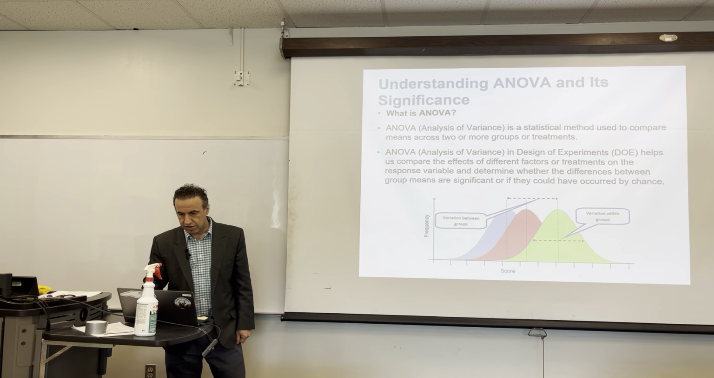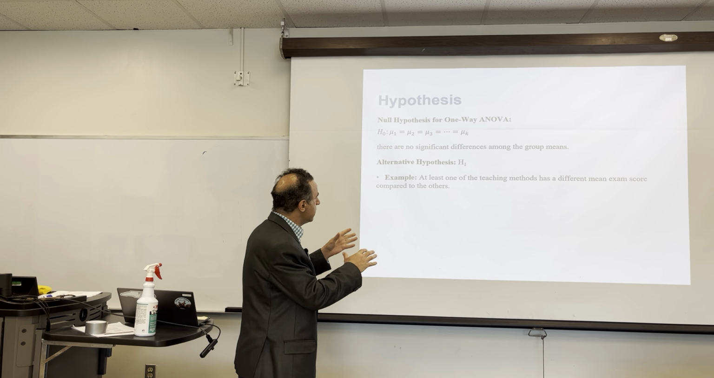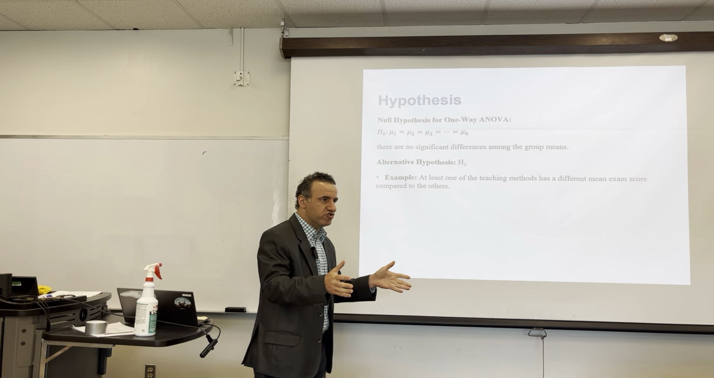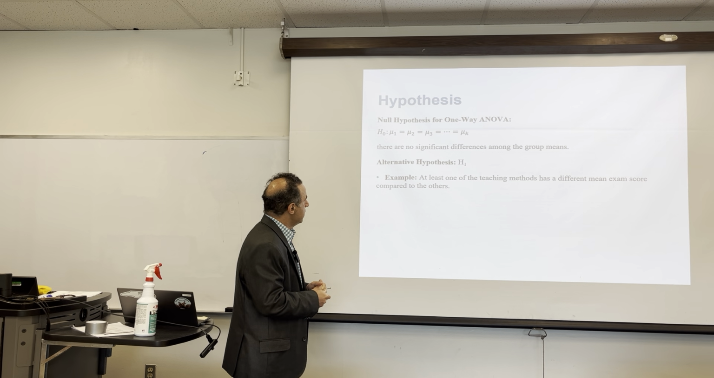Okay, in the ANOVA, we have two hypotheses. One hypothesis is that all the mean values for every machine are going to be the same. So there is no significant difference between the group means. All machines are producing the same parts. So this is called the null hypothesis.